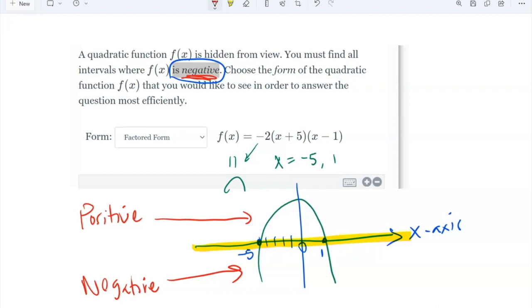So when is it negative? It's negative anywhere to the left of negative 5. When x is left of negative 5, it's negative. But it's also negative right here, which is to the right of positive 1. So it's negative here and here.